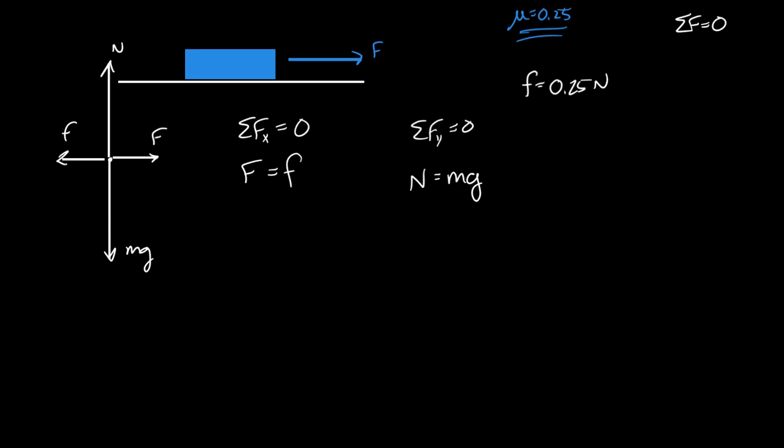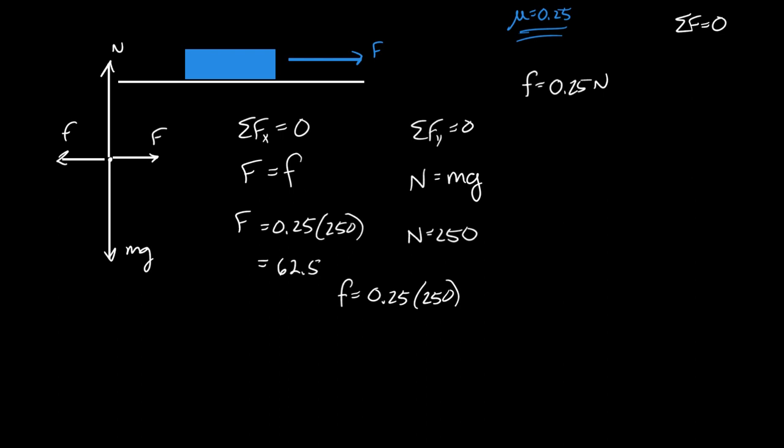And I'm lining it up X and Y. So either way, normal force equals 250. Friction equals 0.25 times the normal force. So my applied force has to be 0.25 times the normal force. That all good? 250 divided by 4, 62.5.